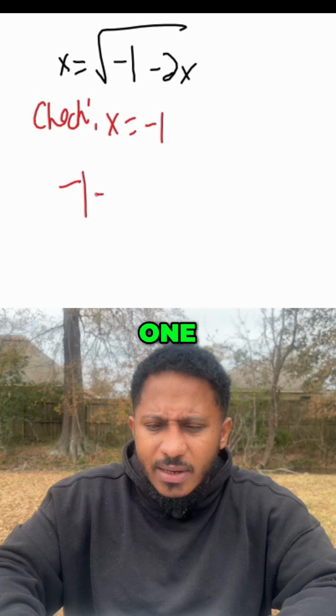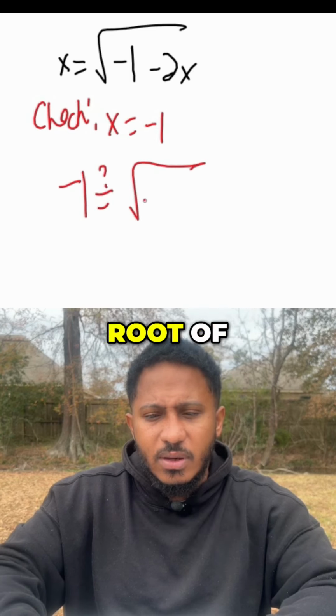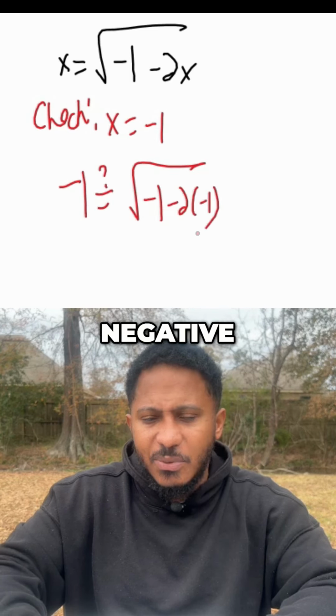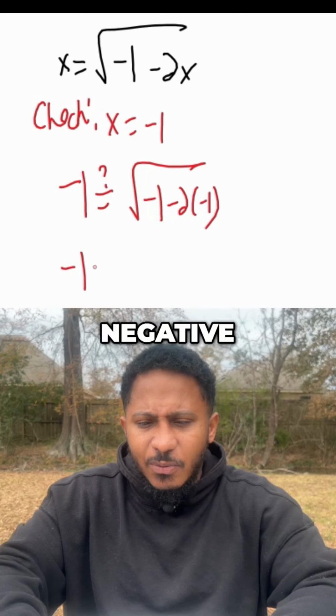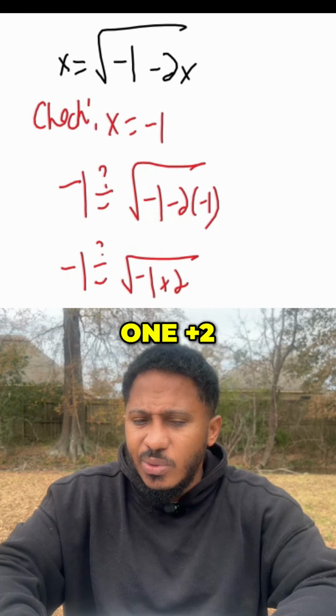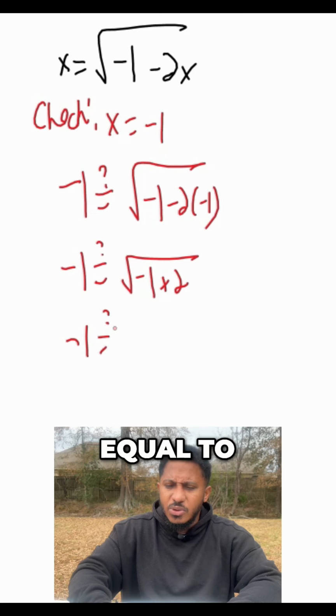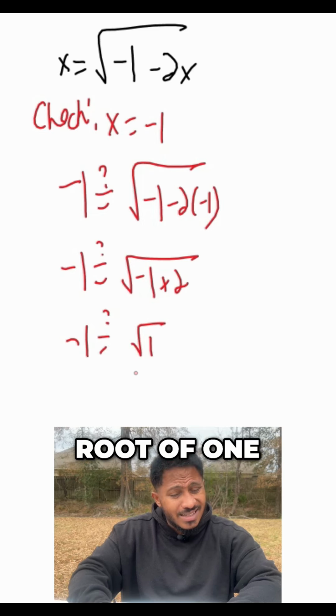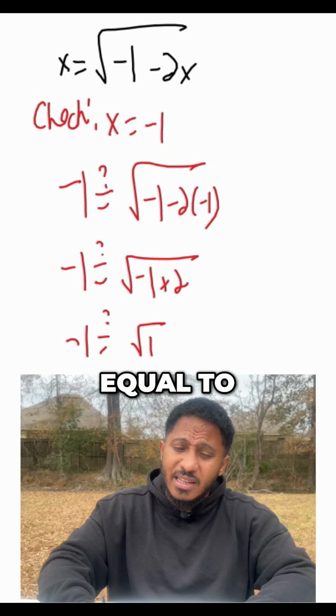Okay, so -1, is that equal to the square root of -1 minus 2 times -1? Is this a true statement? Well, -1, is that equal to the square root of -1 plus 2? Okay, well, -1, is that equal to the square root of 1? Well, square root of 1 is just 1. So is -1 equal to 1?